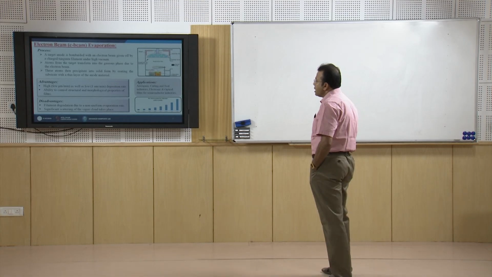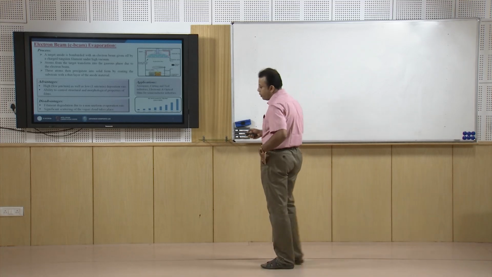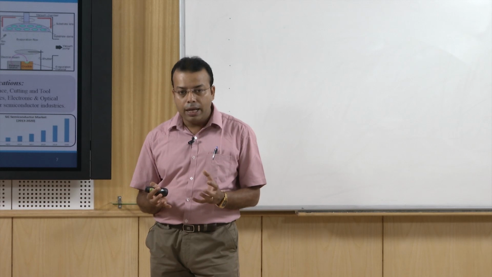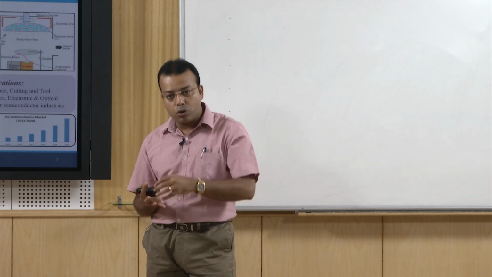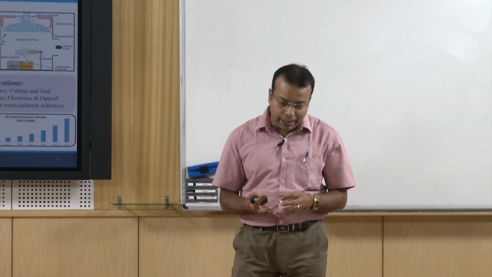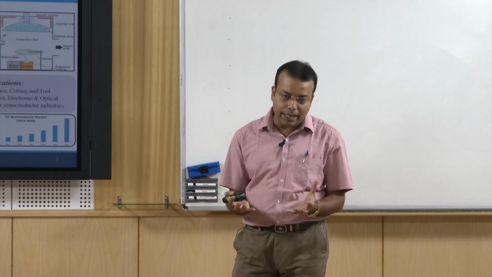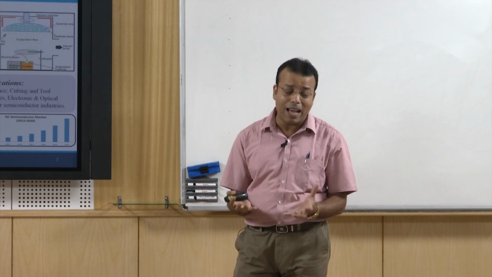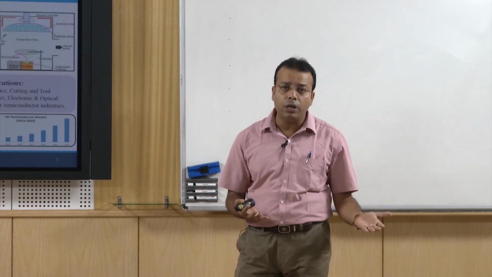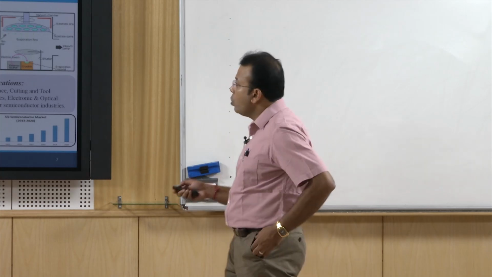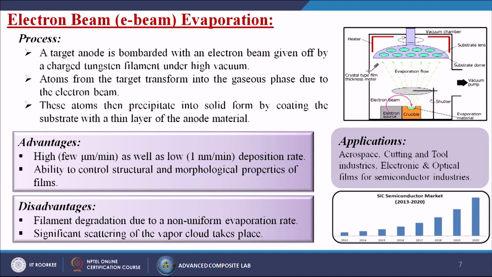Then next we are going to discuss electron beam evaporation. From the name itself we can understand that here we are using electrons, and we bombard the source or precursor material with that electron beam. The precursor then releases certain ions, molecules, or plasma, which directly deposit onto your base metal or substrate. Here a target anode is bombarded with an electron beam given off by a charged tungsten filament under high vacuum. So, here the anode is the source or precursor, and the cathode is our substrate.